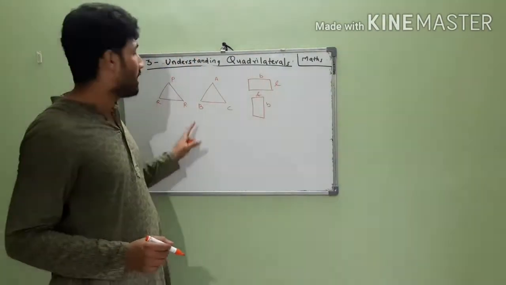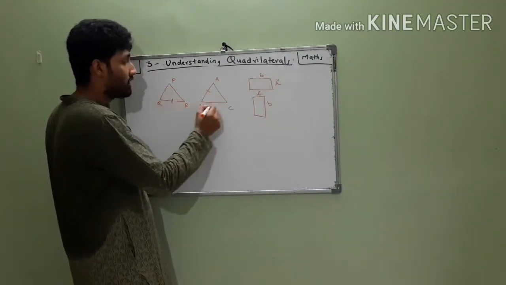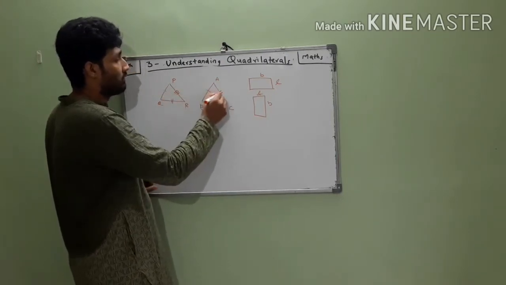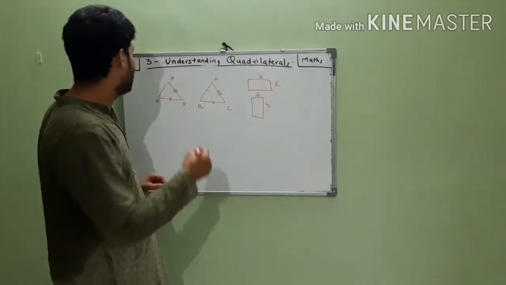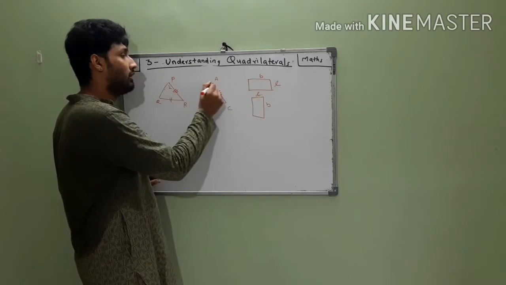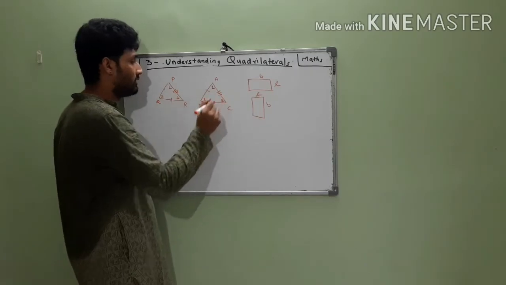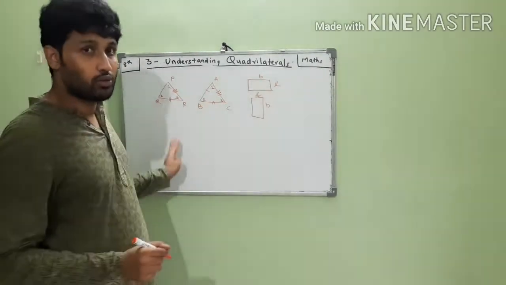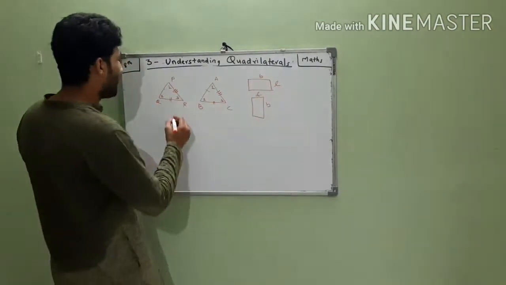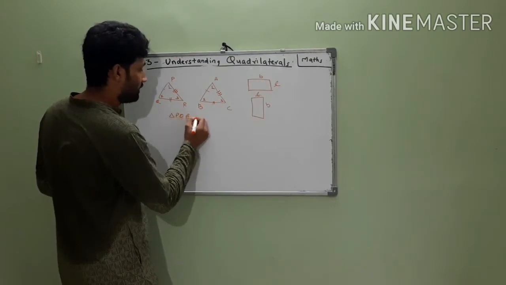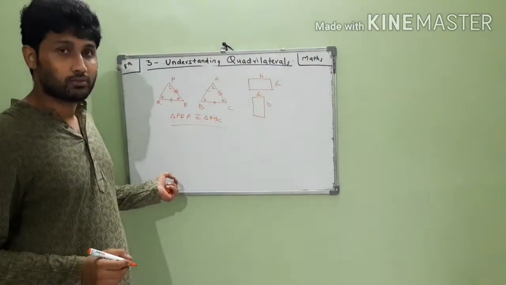In triangle PQR and triangle ABC, suppose PQ and AB are equal, QR and BC are equal, and PR and AC are equal, so all the 3 sides are equal. Also, angle P is equal to angle A, angle Q is equal to angle B, and angle R is equal to angle C. If all the measures of two triangles are equal, the triangles are said to be congruent. And how do we write it? We write triangle PQR is congruent to triangle ABC. This is how you write about congruence.